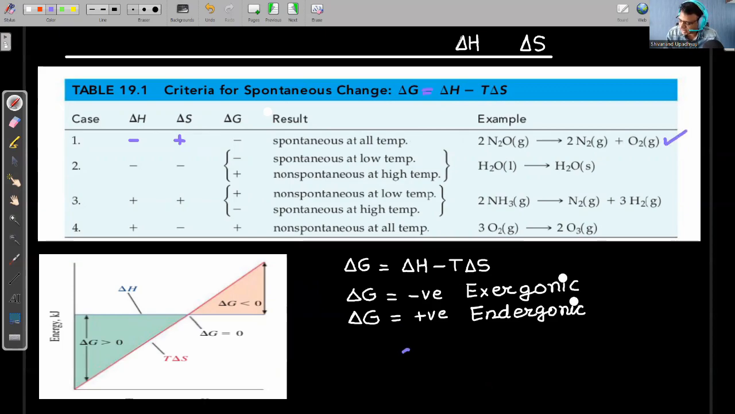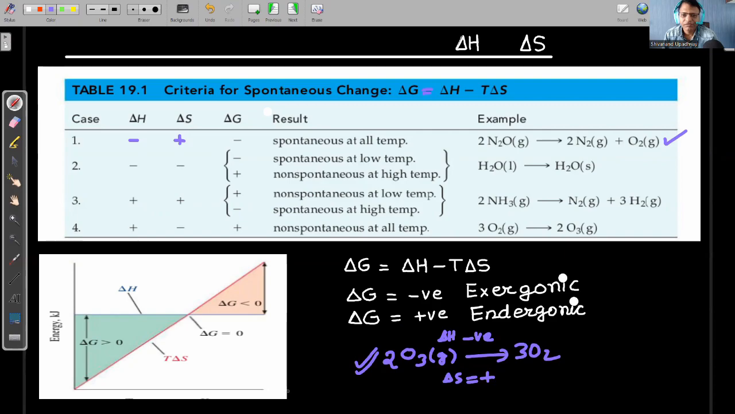Similarly, there is another reaction. Decomposition of ozone, into 3 O2, is also spontaneous at all temperatures, because decomposition of ozone is an exothermic process. Delta H is negative. And for the entropy change, the number of moles of gas on the right hand side is greater than on the left. So delta S is positive. So again, delta H negative, delta S positive. Decomposition of ozone is spontaneous at all temperatures.